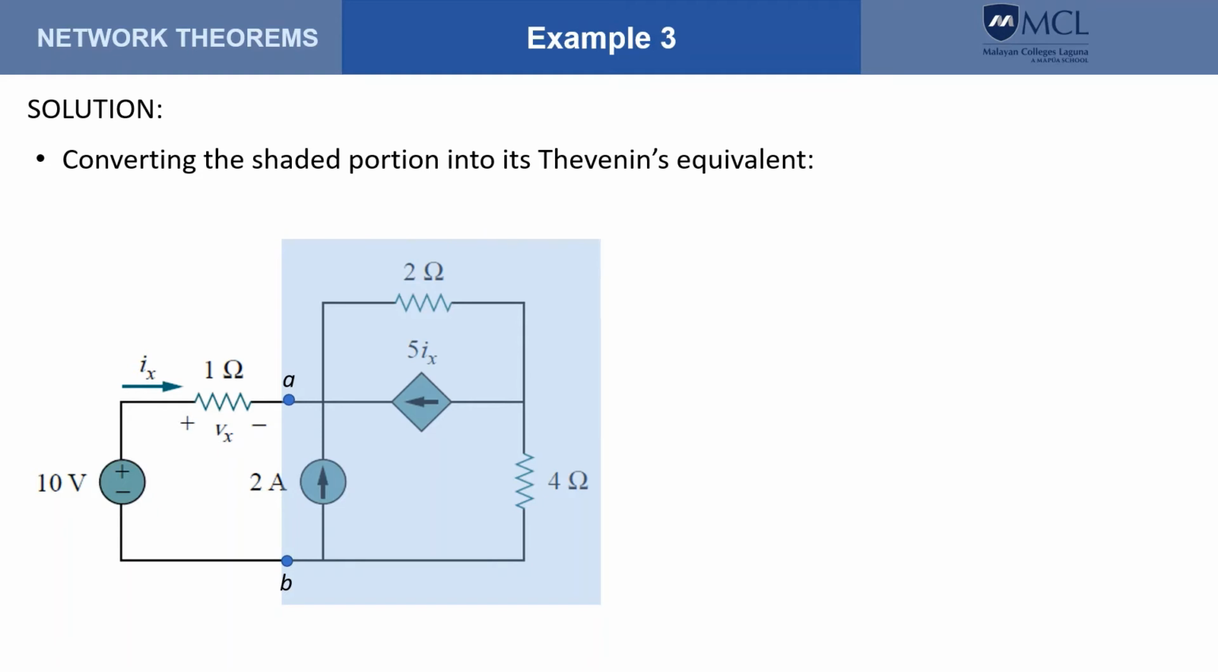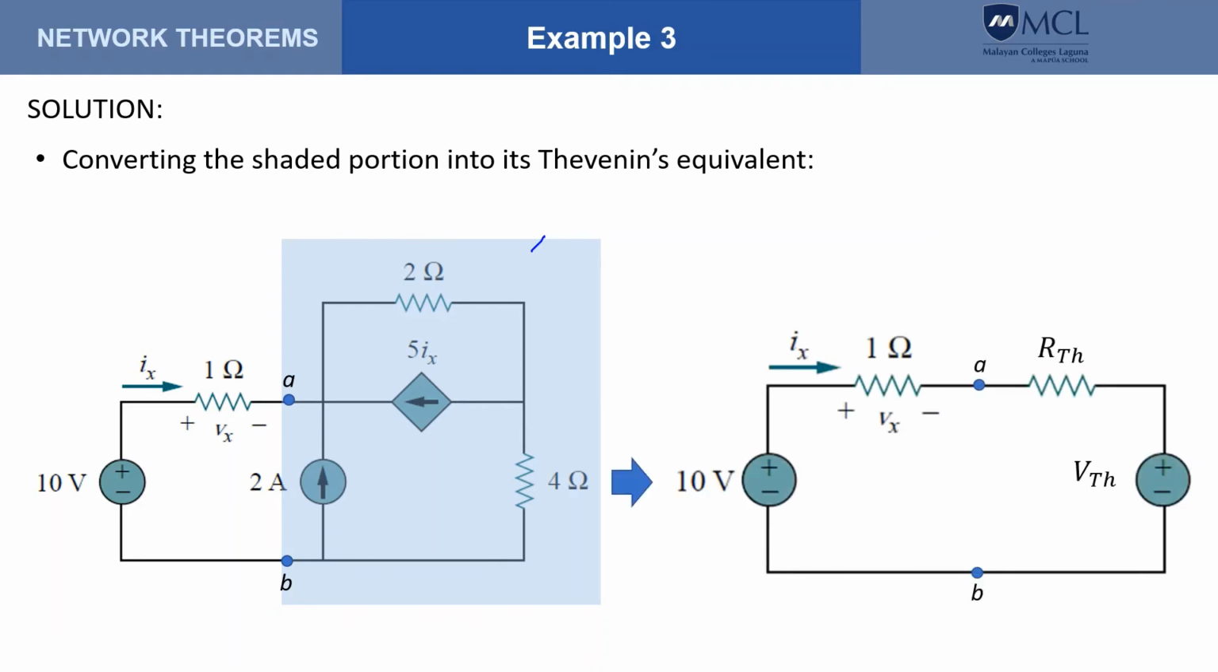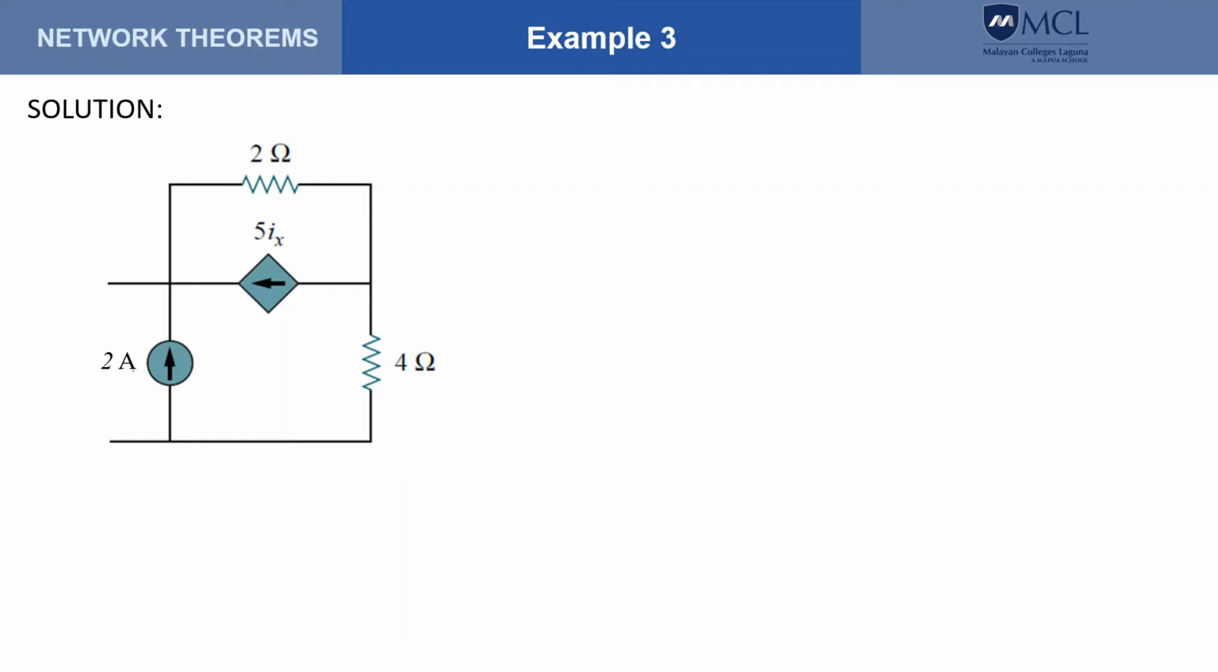So let's get the Thevenin's equivalent first of the shaded portion. After getting the Thevenin's equivalent, that should give us a simpler circuit that would look like this one. To find VTH, we remove that part of the circuit that won't be converted, so that will leave us open terminals. So these are my open terminals. Let's say we call this terminal A, and this is terminal B. So we want to know this voltage across the open terminals.